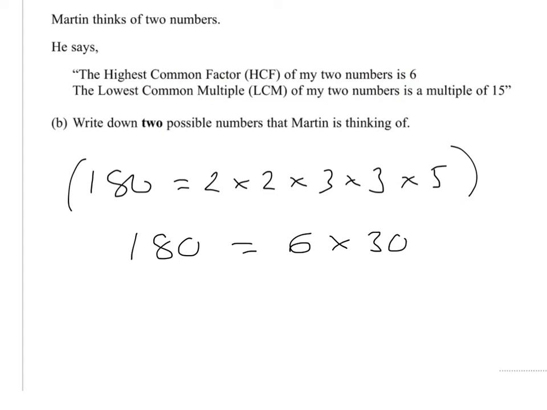Well, the lowest common multiple of 6 and 30 is in fact 30. 6 fives are 30. And 30 is a multiple of 15, so that satisfies that requirement. And the highest common factor of 6 and 30 is 6. 6 goes into 6 and 6 goes into 30. So two numbers Martin could be thinking of are 6 and 30.